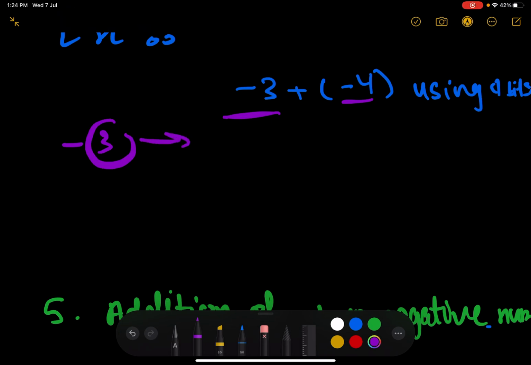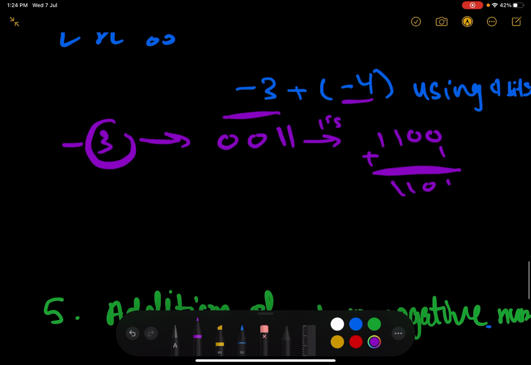in binary is 0 0 1 1 using 4 bits, and then to find the ones complement is 1 1 0 0, flipping the ones to zeros and vice versa. Then you add 1 for the ones complement to get the twos complement. So here's our twos complement for 3.